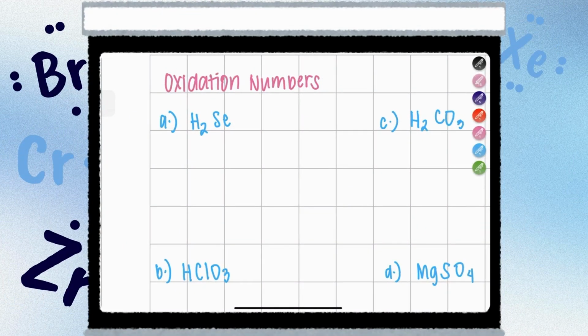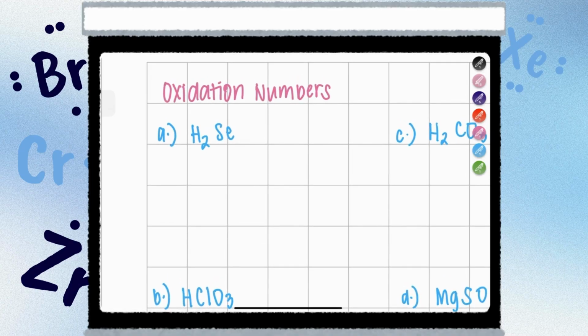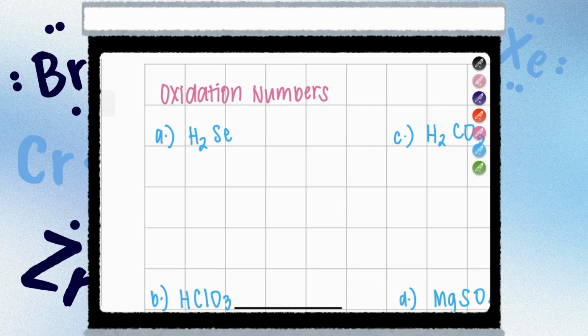So for the first 5 examples, we will be solving for the oxidation numbers of these compounds. So let's first tackle letter A. So we have H2Se. It is important to remember the set of rules in determining the oxidation numbers of the elements and the compounds. So as we can see, in this compound, its charge is always equal to 0. So here, we are looking for the oxidation number of selenium.